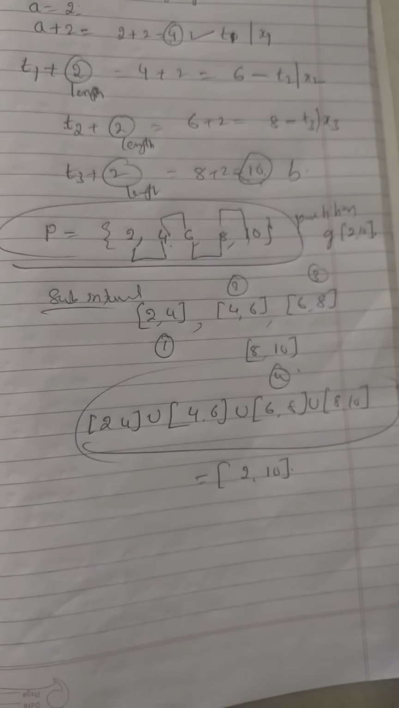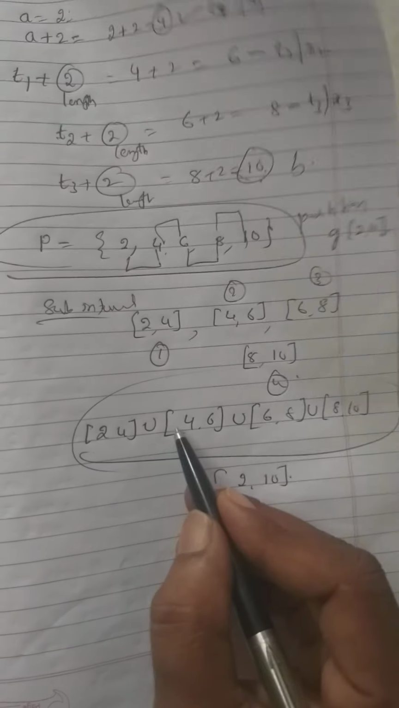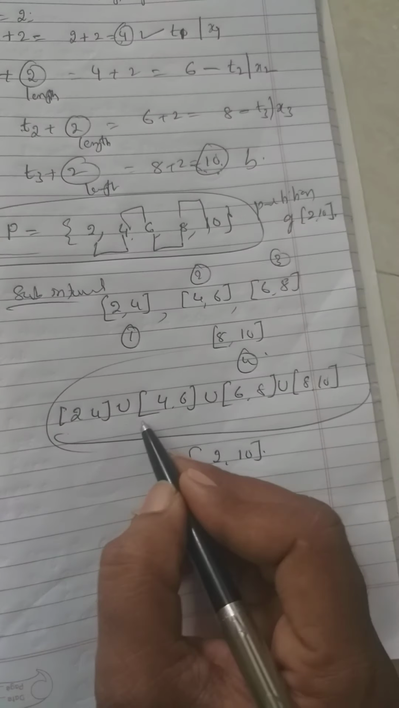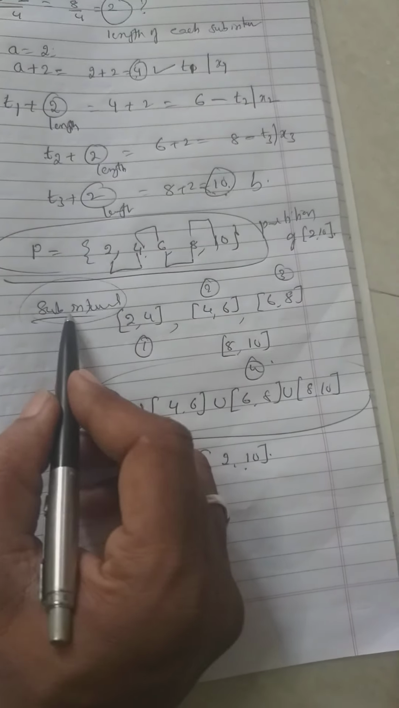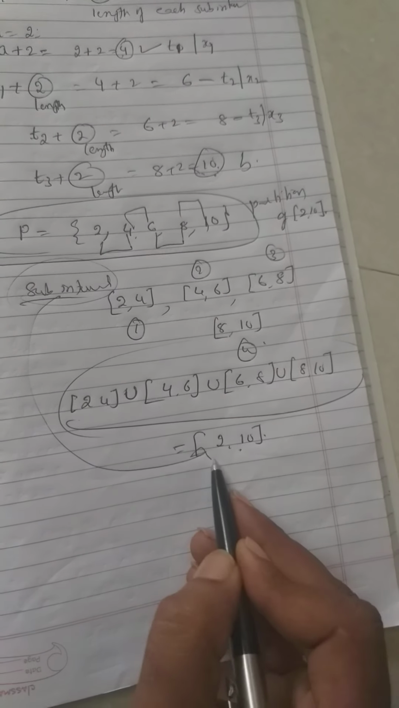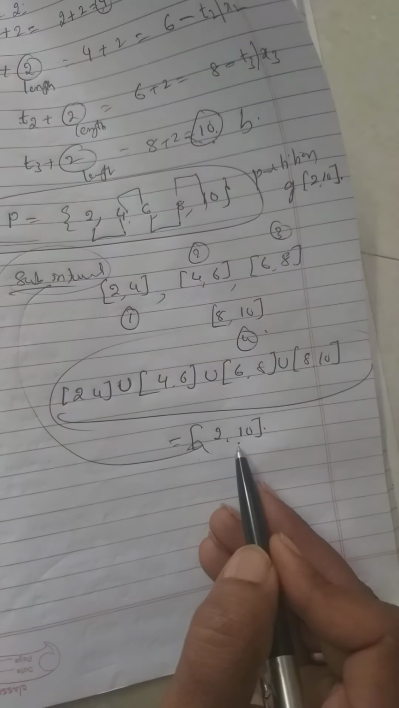Their intersection, of course, what do we get? These elements 4, 6, 8 come, but we are concentrating only on the union. The union of all subintervals is the given interval [a, b].